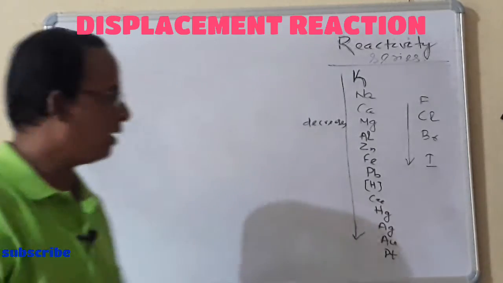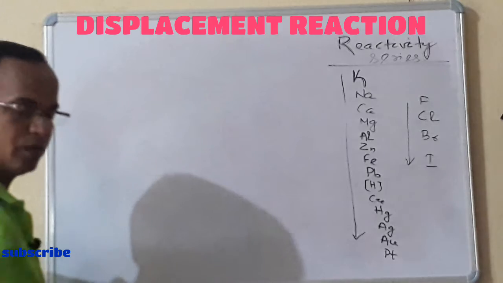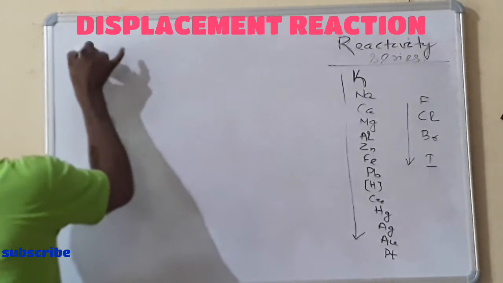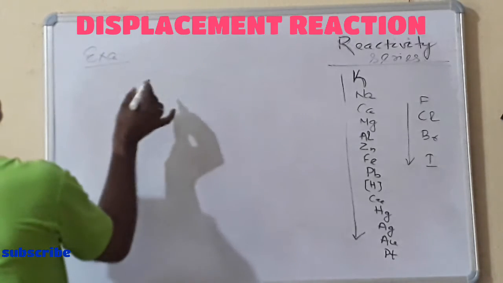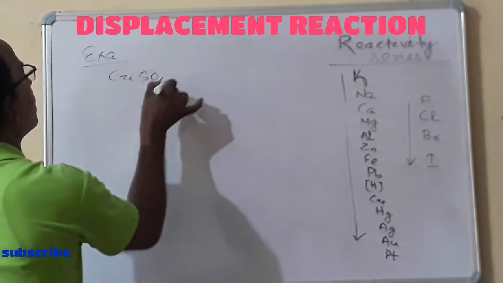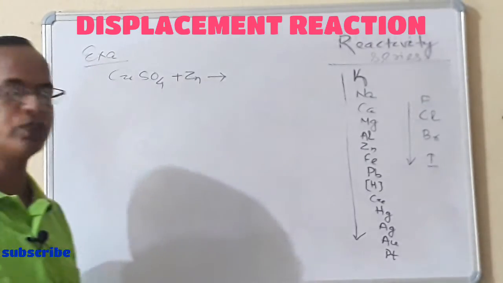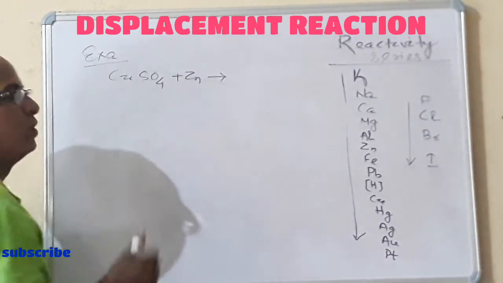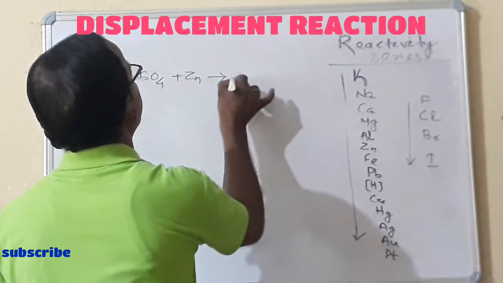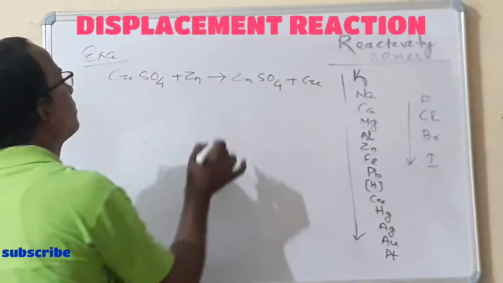To know more about this, we have to go through some examples. First example, copper sulfate plus zinc. That means when zinc granules are added to copper sulfate solution, which is blue in color, it produces zinc sulfate plus copper. Why does this occur?